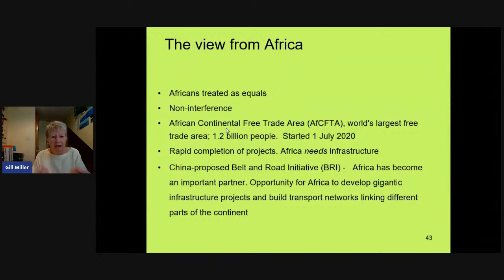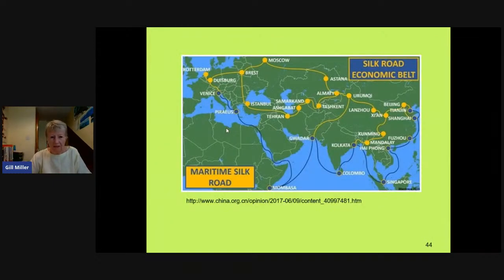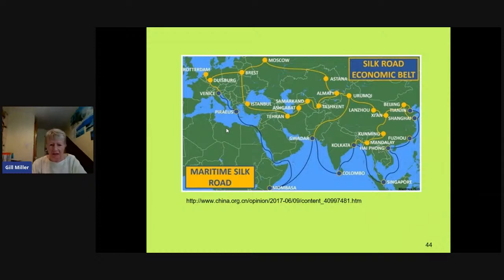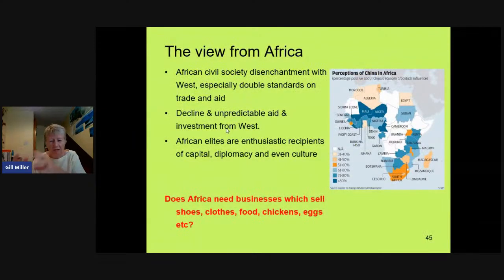There's also the China Belt and Road Initiative. It's a big initiative from China, and this is the map. The road is actually the maritime road. It's shipping links building into Dar es Salaam, Mombasa, and actually Djibouti. And there's also the land link. African cities, African ports are on the Silk Road. And so China is buying into that.